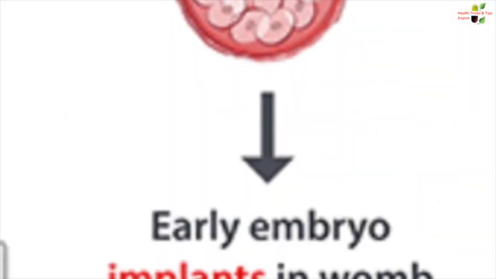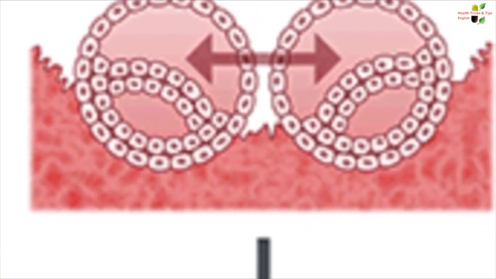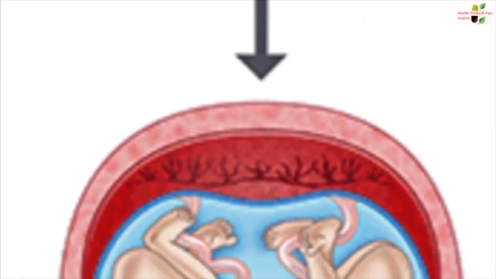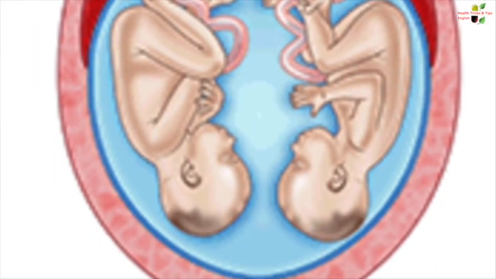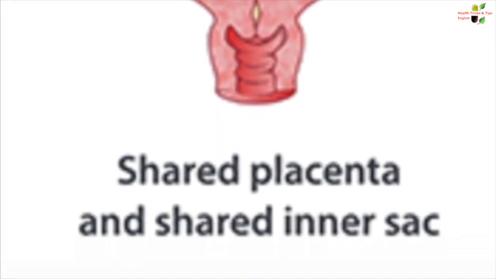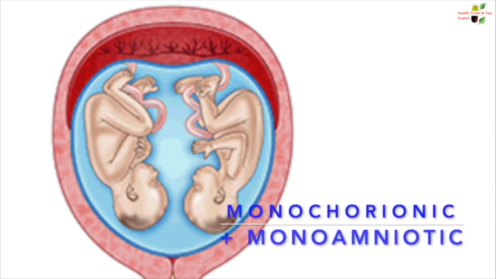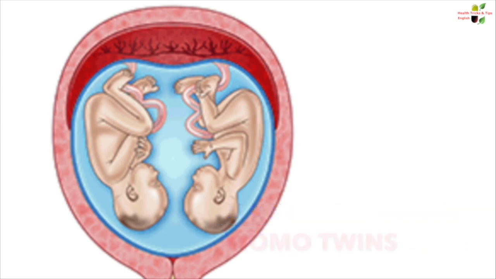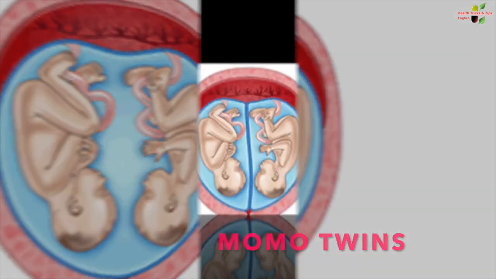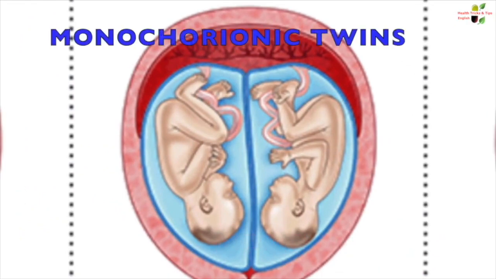The third category of identical twins is when the embryo implants in the womb to have one placenta, but some time later it splits, and so there is only one placenta and only one amniotic sac that is shared between the twins. As this type of twins have only one placenta and one amniotic sac, they are monochorionic as well as monoamniotic. The short term given for this type of twins is momo twins. However, the twins that share the placenta but have different amniotic sacs are known as monochorionic twins.